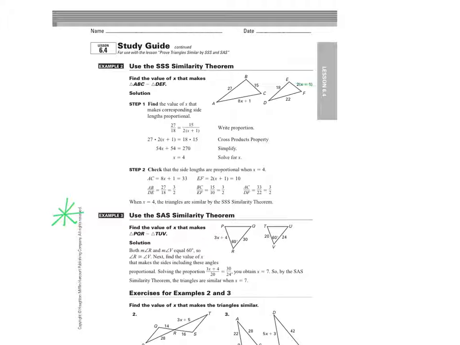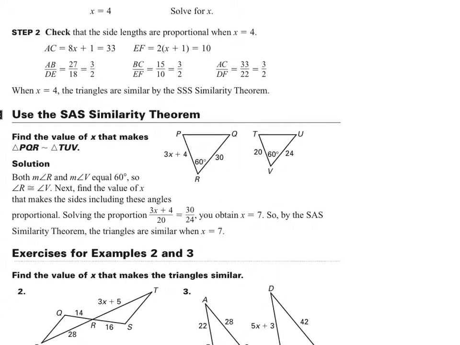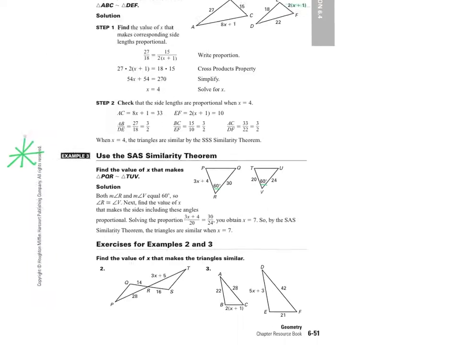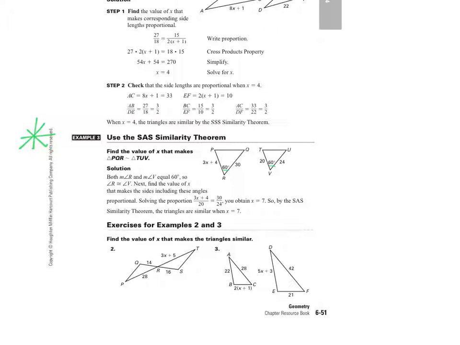So again, for the side-angle-side, you need to show that the two sides are proportional and that the angle that's there, the included angle, is congruent. So here it's asking you to find the value of x. They already had told you it was similar, but for you guys, you're going to have to show the proportions. Does that make sense?